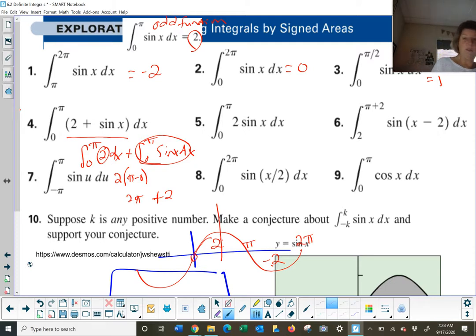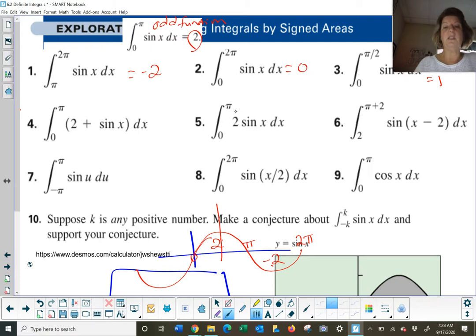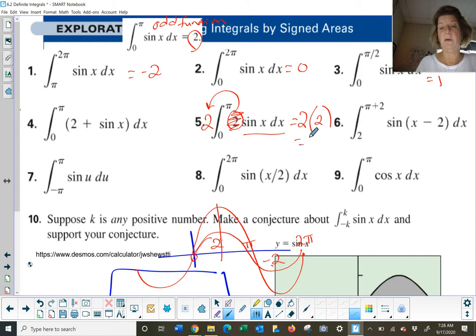Now, 2 sine x. Well, this changes the amplitude, doesn't it? That would change amplitude. So now it's going twice as high, twice as low. I could, by the properties of integrals, bring that 2 out front. And then I could say I have 2 times the value 2, the area under the curve. So I get 4. And that does make sense. The amplitude was doubled, so it doubles the area.